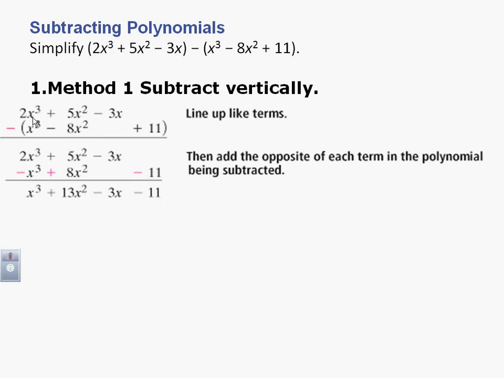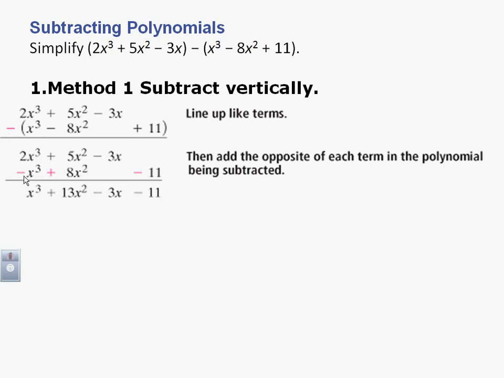So what you do is you write this one as 2x cubed plus 5x squared minus 3x minus this one, but I line up my x cubes and my 8x squared, and then there's nothing to go with the 3x. The 11 goes over here all by itself, because you can't subtract the 3x and the 11. And then it's minus the whole thing, so you put the whole thing in parentheses and distribute the negative sign through.